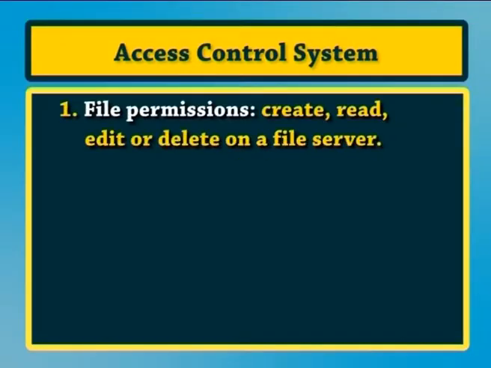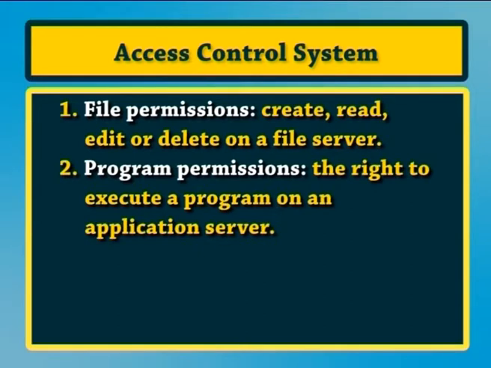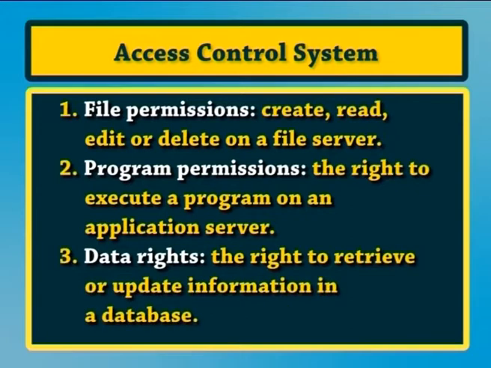Access control systems include number 1, file permissions such as create, read, edit or delete on a file server. Number 2, program permissions such as the right to execute a program on an application server. Number 3, data rights such as the right to retrieve or update information in a database.